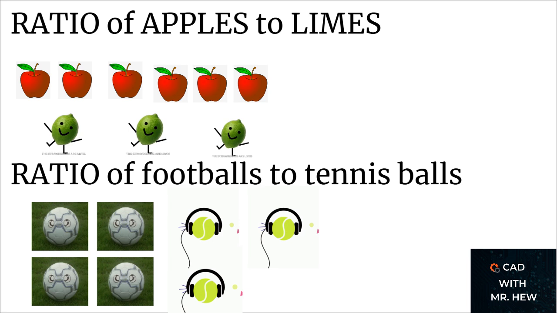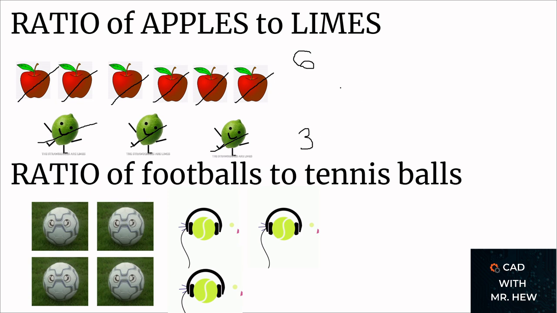Hugh, your CAD resource. In today's video, we're looking at ratios. Here we have an example, and the first example is the ratio of apples to limes. We can count how many apples we have: 1, 2, 3, 4, 5, 6. 6 apples. Now we're going to count how many limes we have: 1, 2, 3. So we have 3 limes.